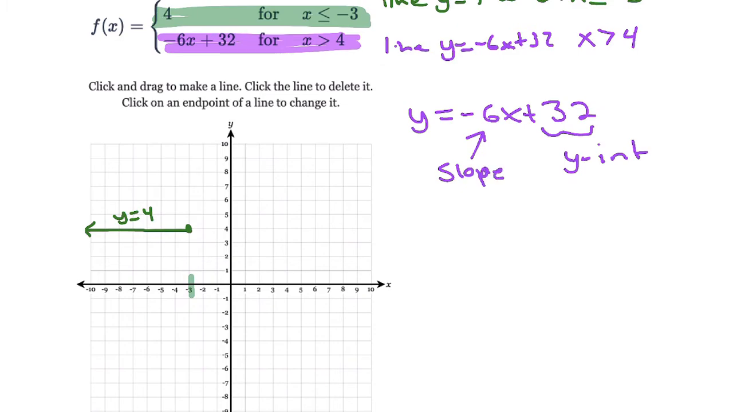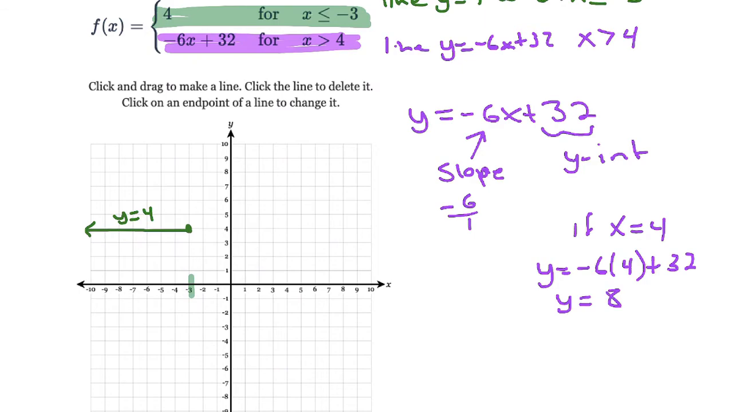So the slope is negative 6 over 1. Well, we can do a little side note. If x is equal to 4, then y would equal negative 6 times 4 plus 32. If you do that math, y is equal to 8. So (4, 8) is a point on this line.